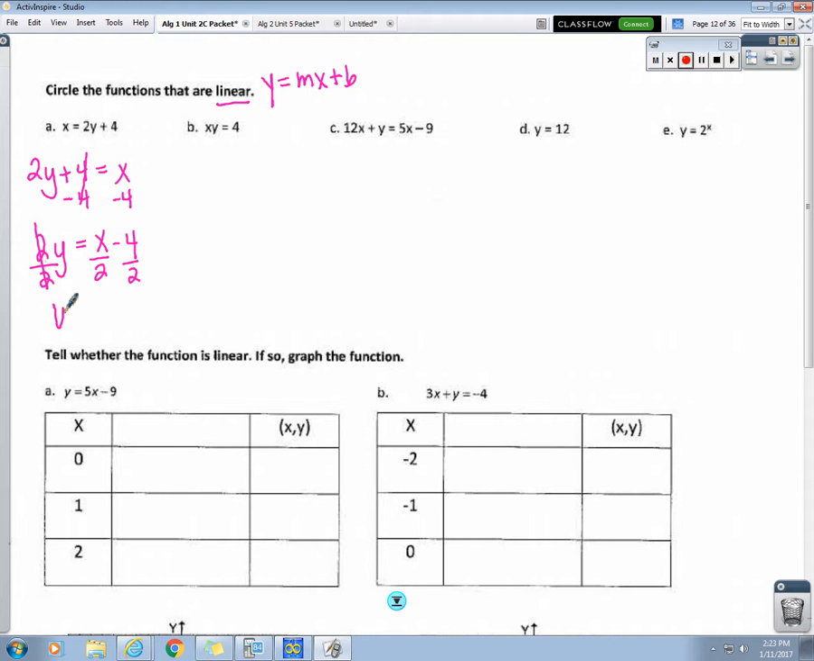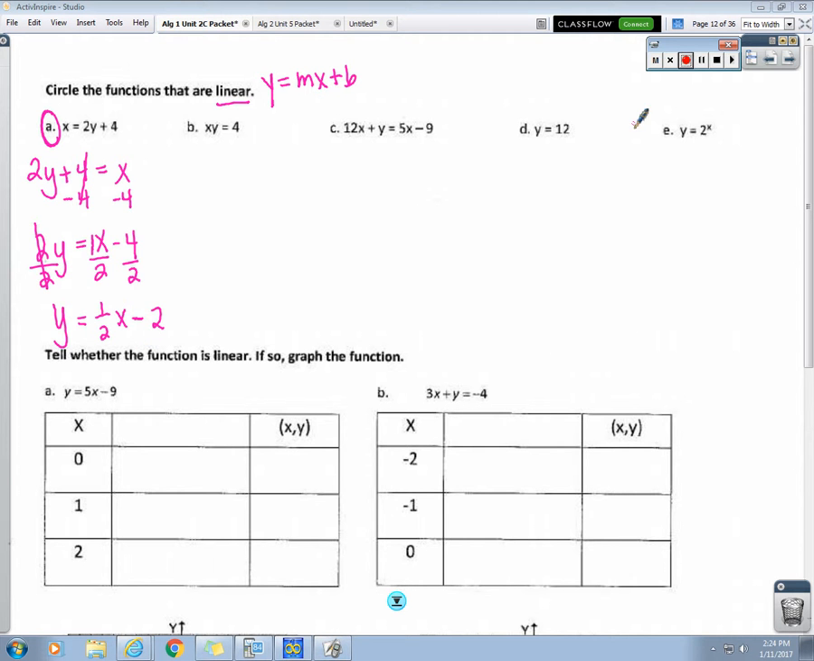And so y equals, isn't that an understood 1 right there? So 1/2 x, because that's an understood 1 in the numerator, 2 in the denominator, and then minus 2. So now it's obvious that it's linear, right? So we're going to circle it, because it says circle the ones that are linear. Okay, write all of that. I'll give you time to catch up.